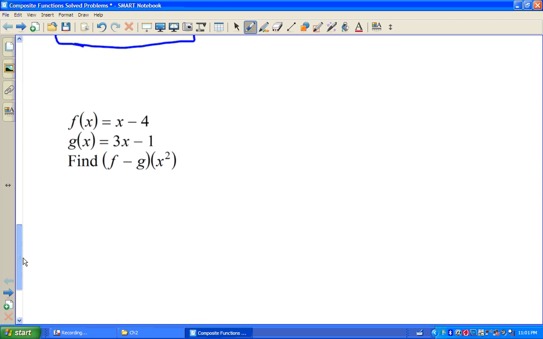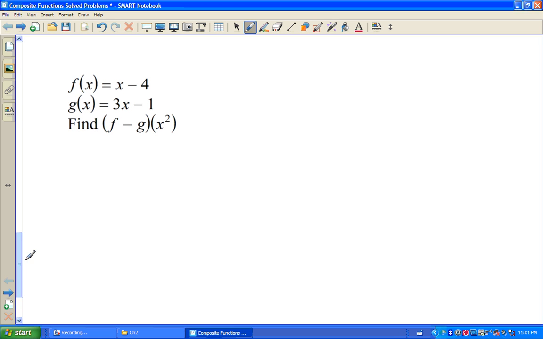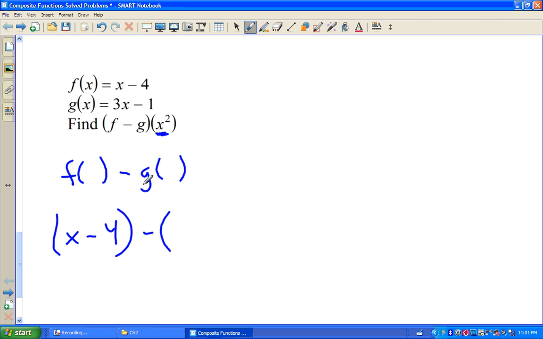Okay, this last one I think is a little bit simpler. We've got f minus g, which is the same as f of something minus g of something, and I'll leave that out because it's a composite function again, it's x squared. But we know f of x is going to be x minus 4. Then it says minus g of x, which is minus the function 3x minus 1. Notice I put parentheses around g here.